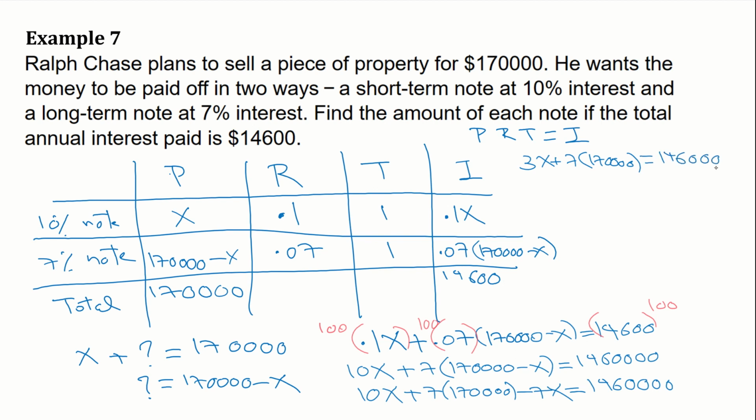1,460,000. Now some people just prefer working with decimals, and I want you to know that's fine too. Your numbers end up smaller, but I think it's a little safer to work with whole numbers when it comes to making mistakes. So that's why I usually take this route. So now we subtract this 7 times 170,000 from both sides.